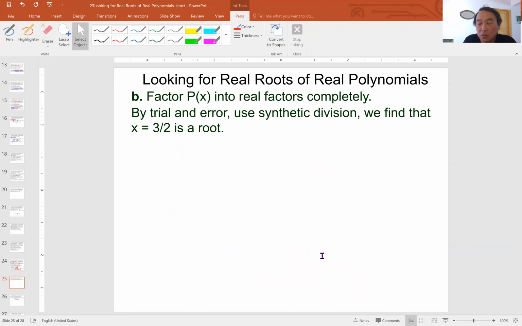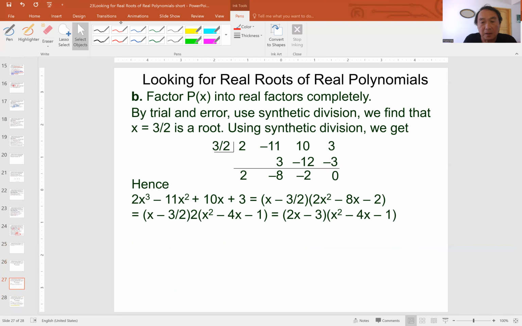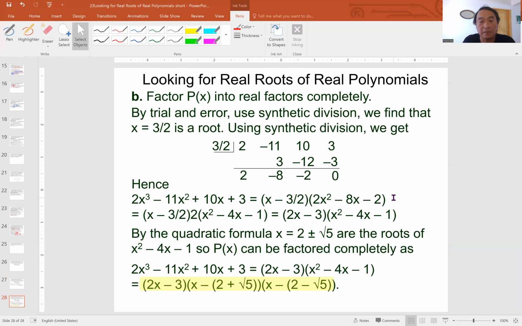If I know 3/2 is a root, then I can do synthetic division and break the equation down, and then I have come down to a quadratic, which I can use the quadratic formula on and find out what the roots are and the factors completely.